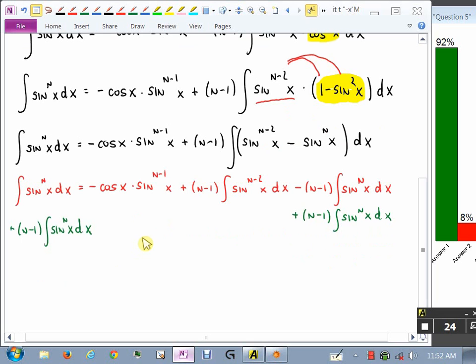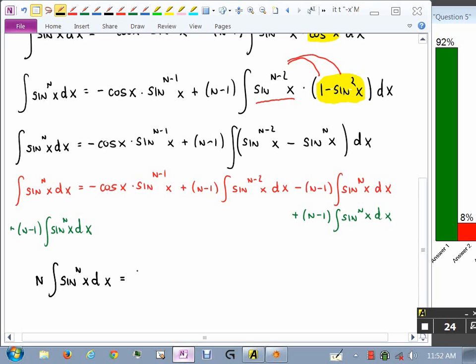I'll have how many on the left side? N of them, right? Because let's say this is 5 minus 1, that'd be 4. And I'm adding 1 of them, so I'd be back up to 5. If this was 10 minus 1, that'd be 9. I add 1, I'm going to be back up to 10. This is n, take away 1. I'm going to add 1 more of those, I'm going to be back up to n. So I have n of those integrals on the left side. N of them. Here we go. N of those integrals.